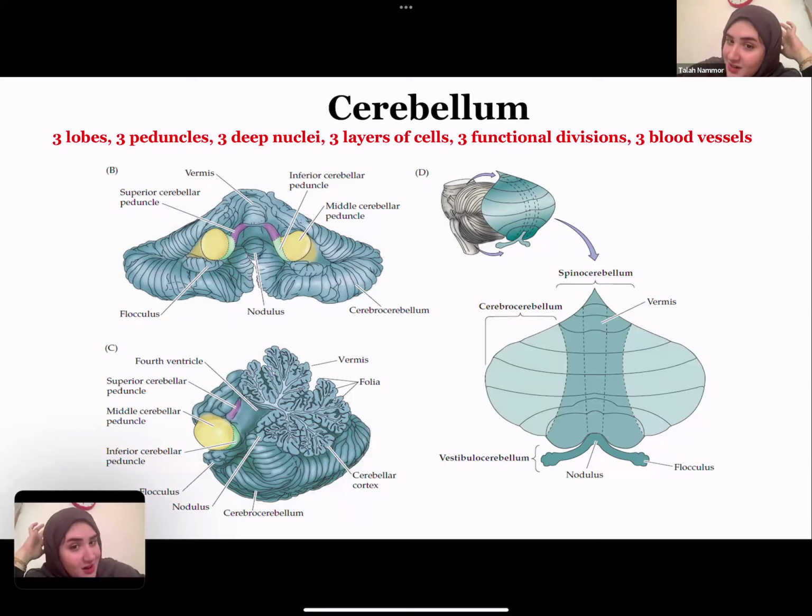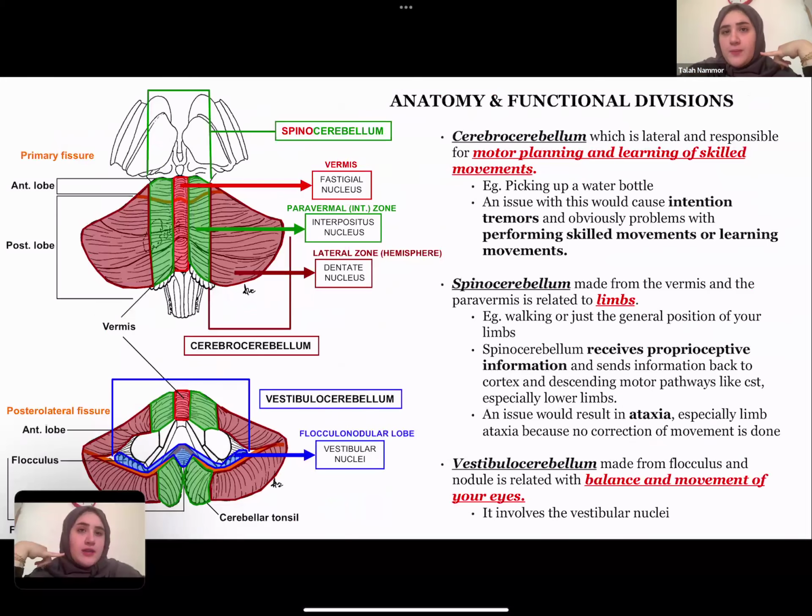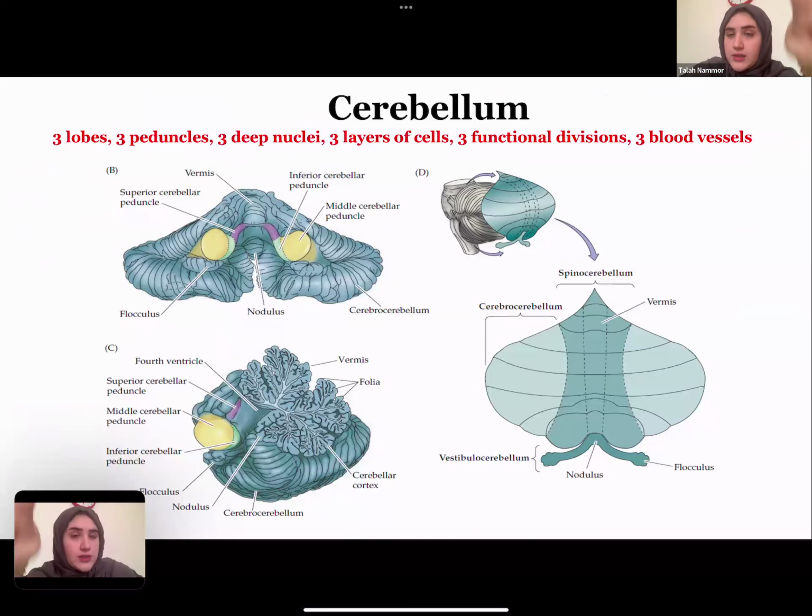We have three lobes, and we have three functional divisions. The three anatomical lobes are the anterior lobe, the posterior lobe, and the flocculonodular lobe. Those are the three lobes. We have three peduncles: the superior, middle, and inferior.